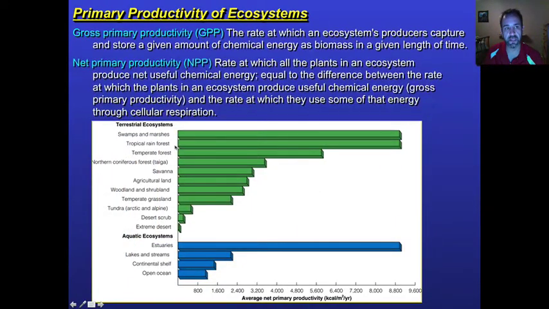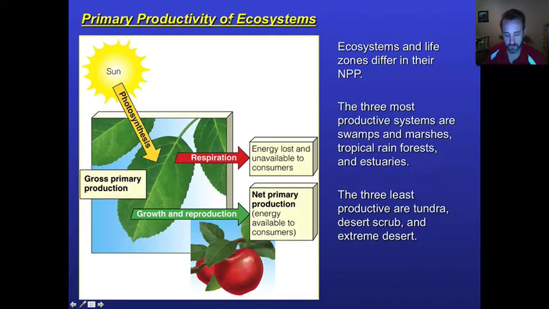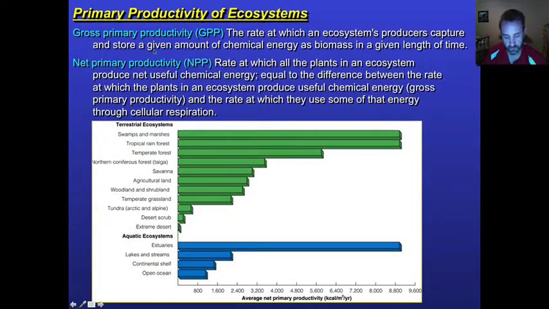Here's something we need to talk about: GPP. Yeah, you know me. The gross primary productivity. This is the rate at which an ecosystem's producers capture and store a given amount of chemical energy, okay? And then the NPP, net primary productivity, is the rate at which all the plants and ecosystems produce useful chemical energy. So GPP is the stored chemical energy and NPP is the useful chemical energy. Because remember, plants have to use some of their sugar to create energy for themselves.